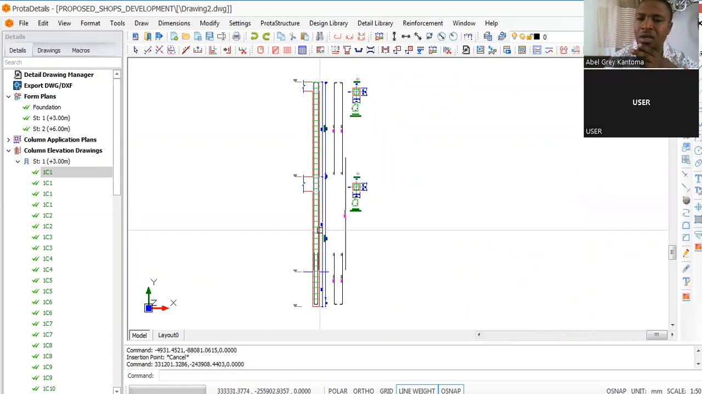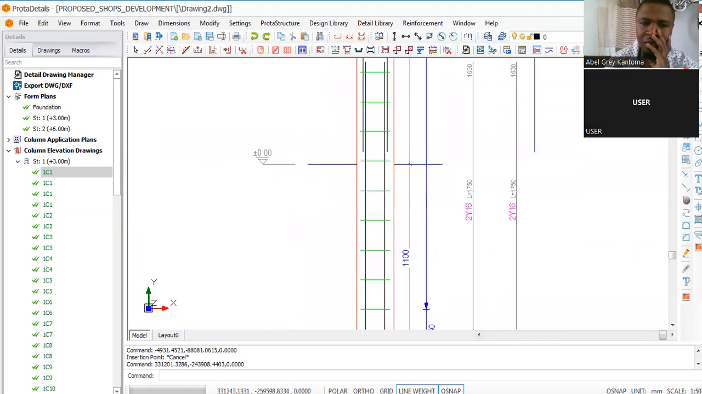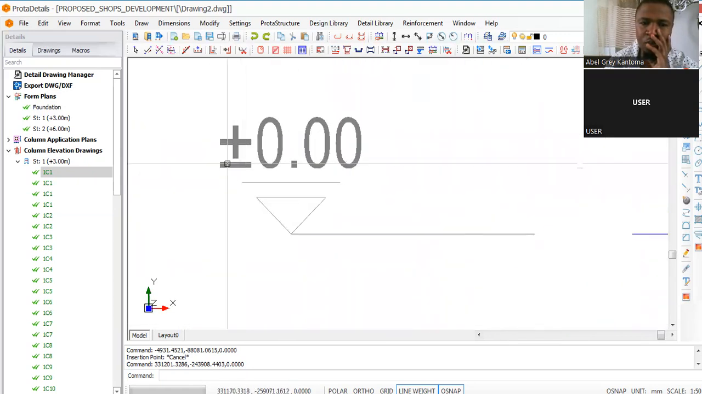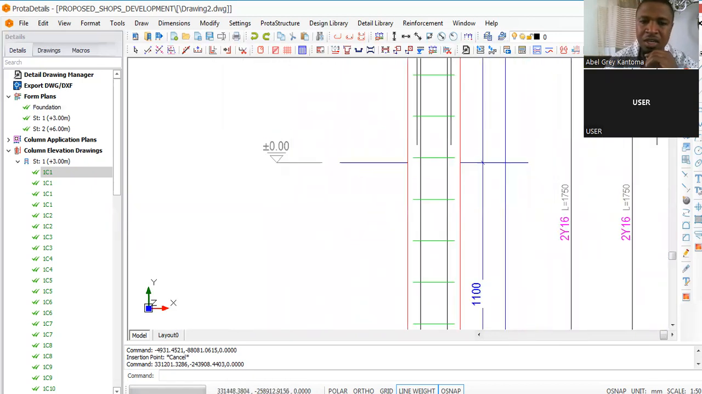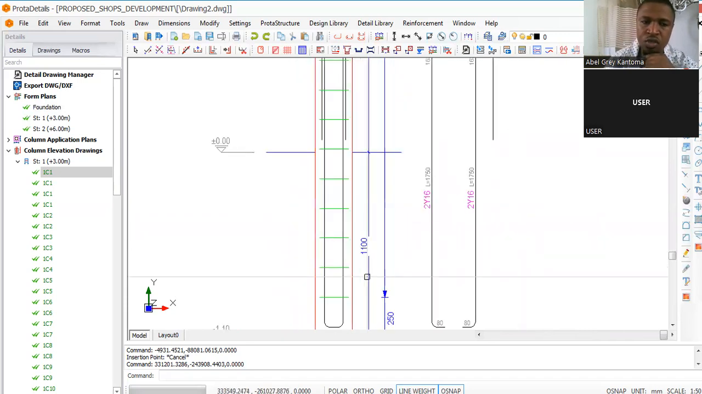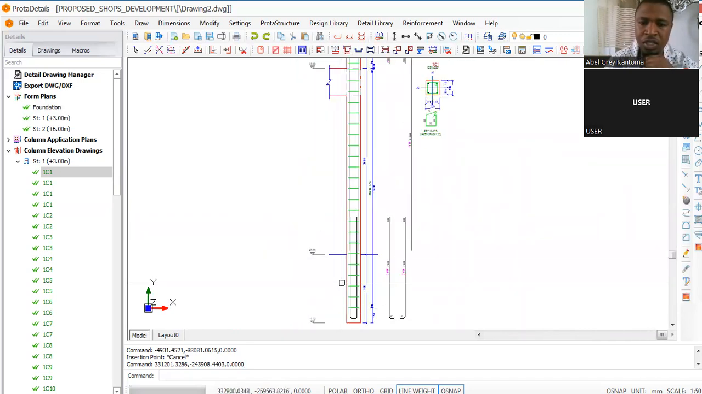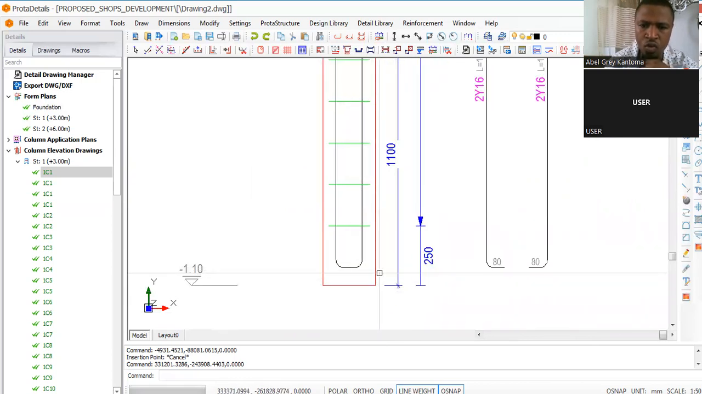You can see Protadetail can give you your column continuously. I just discovered this not quite long ago. You can see it's telling you plus or minus 0.00. It's telling you that from here downward is our foundation level. So this is the story as foundation level.